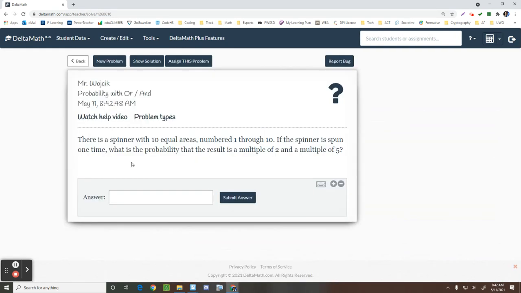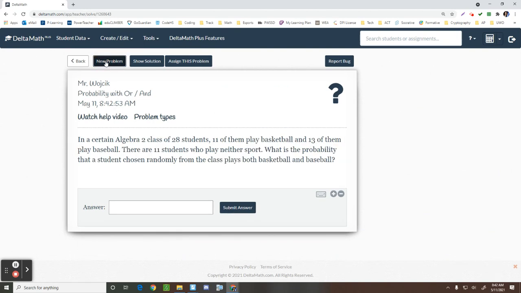And then lastly, this last one, you have to do a little bit of thinking and might have to create a little chart, a little table.